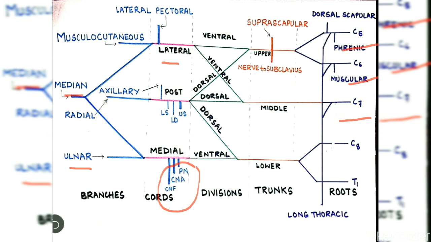Then again, the posterior cord will give rise to five nerves. They are: number one, axillary nerve; number two, radial nerve; number three is lower subscapular nerve; number four is upper subscapular nerve; and the nerve to latissimus dorsi. The branches of the posterior cord are the upper subscapular, the nerve to the latissimus dorsi, the lower subscapular, the axillary nerve, and the radial nerve.